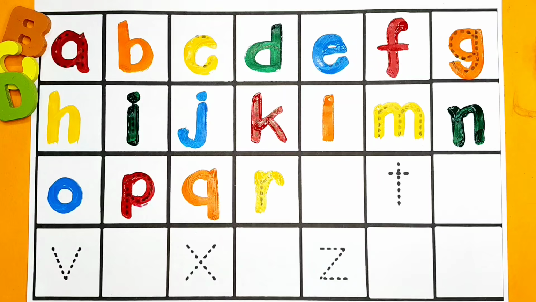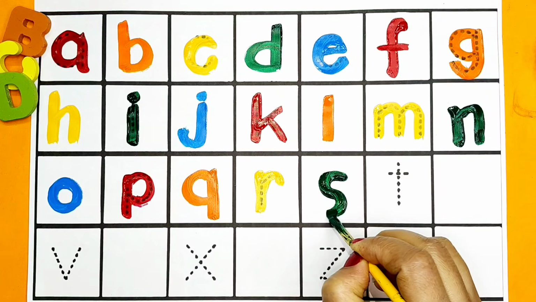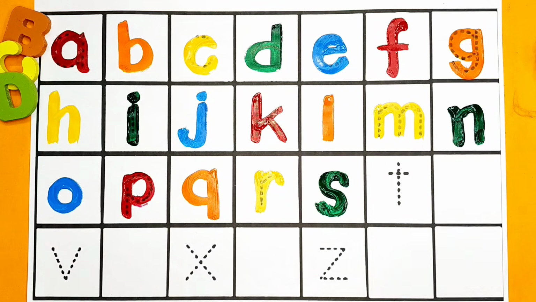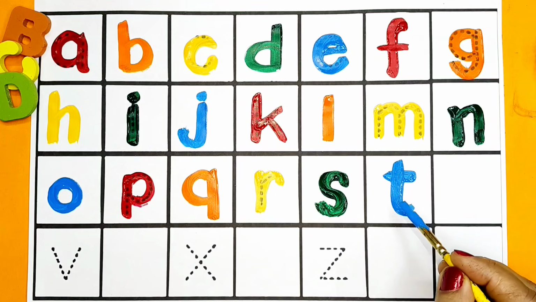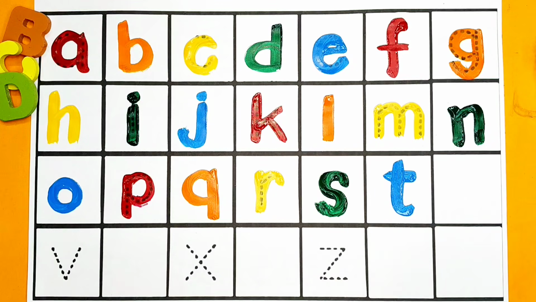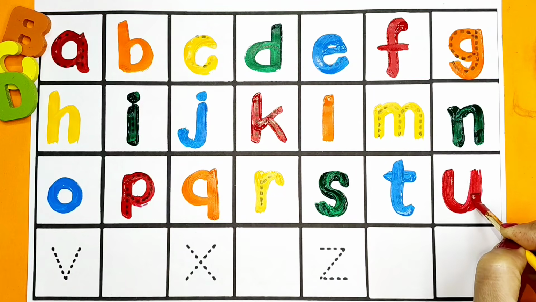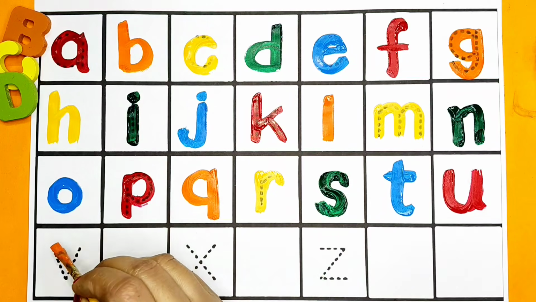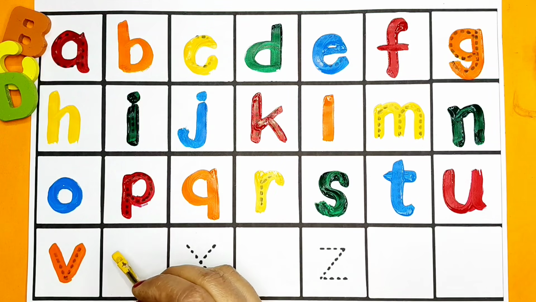R. R for rose. Dark green color. S. S for sun. Sky blue color. T. T for tiger. Red color. U. U for unicorn. Orange color. V. V for van. Yellow color.